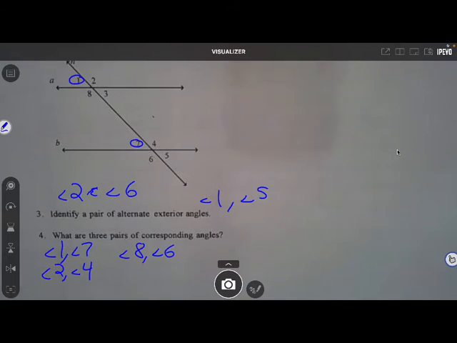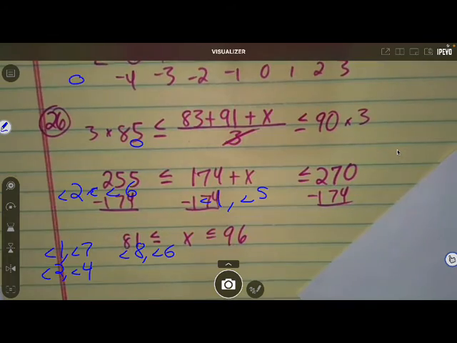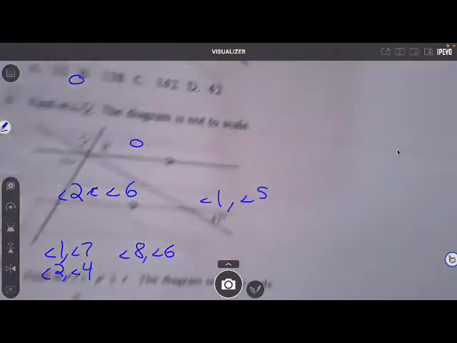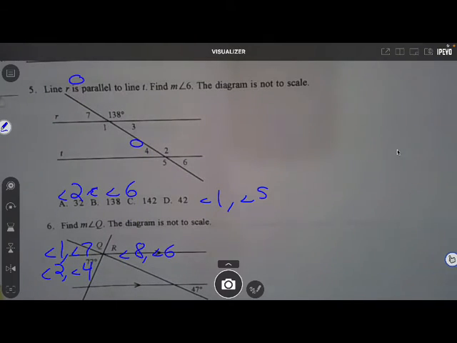Okay, when it says identify a pair, you can just do one. And then it said for number 4, 3 pairs. So we put 3 pairs. Is everybody good with that one? Yes. All right, let's see what's next. Let me erase that. We'll see what we can get through before we go take pictures.